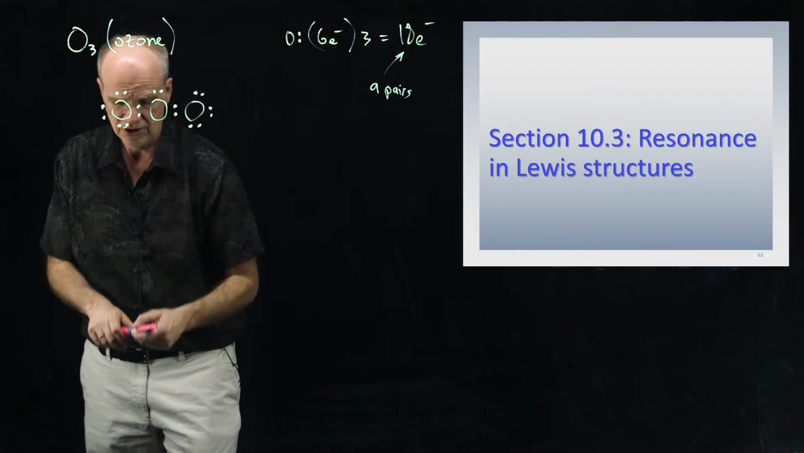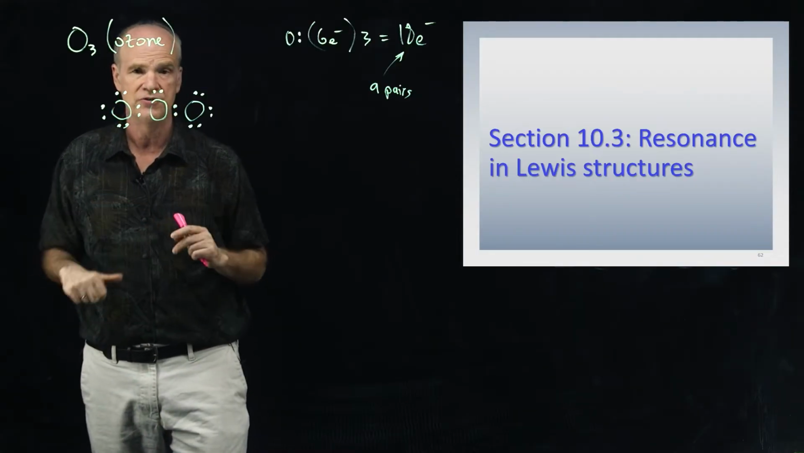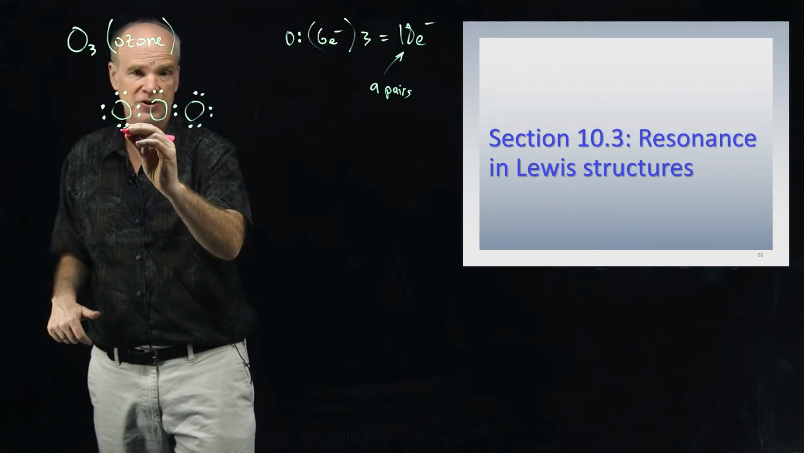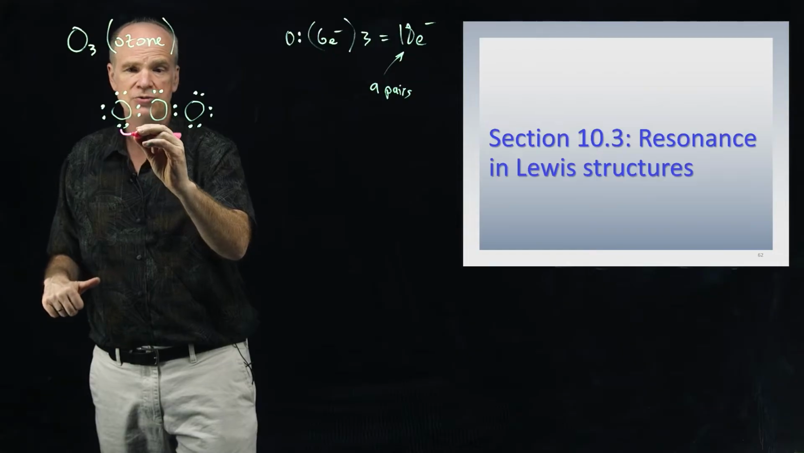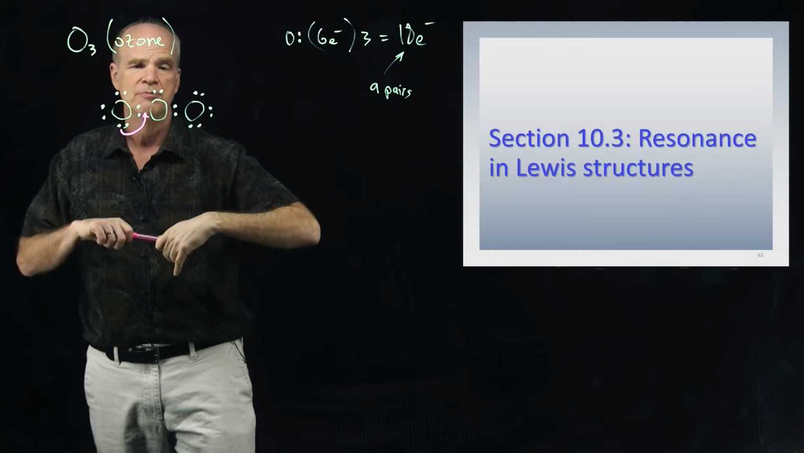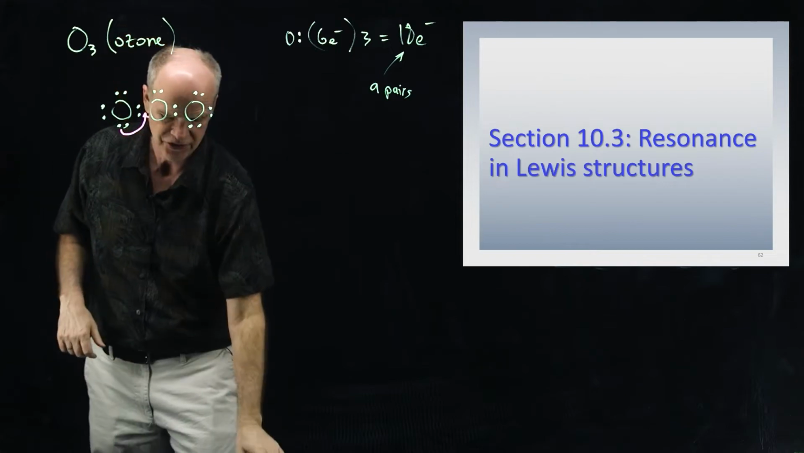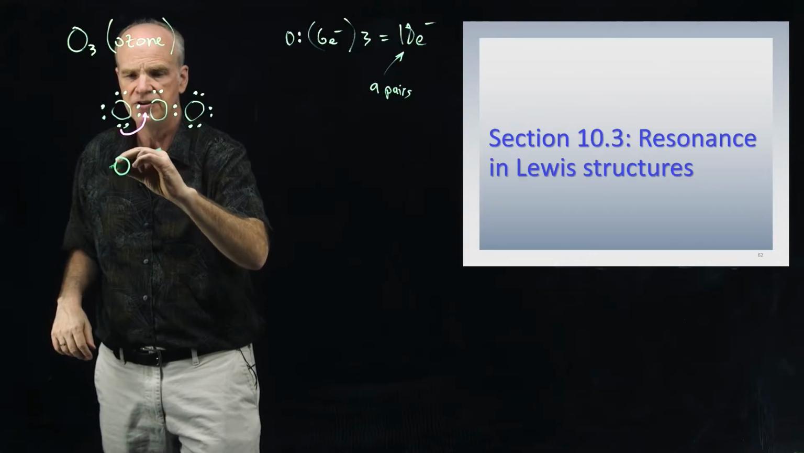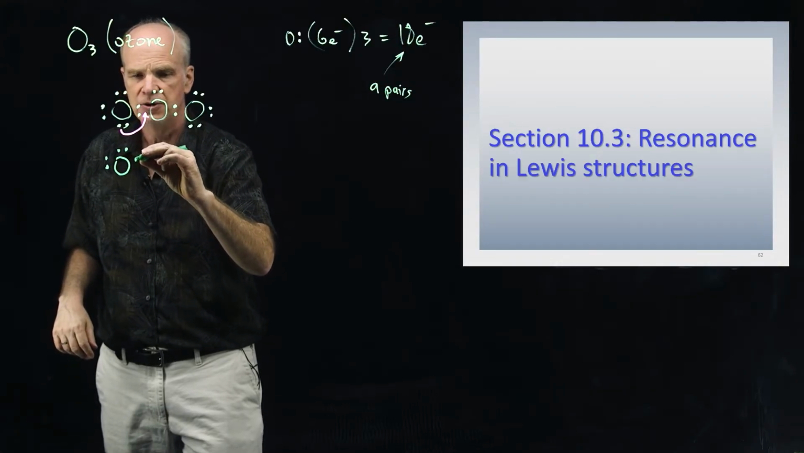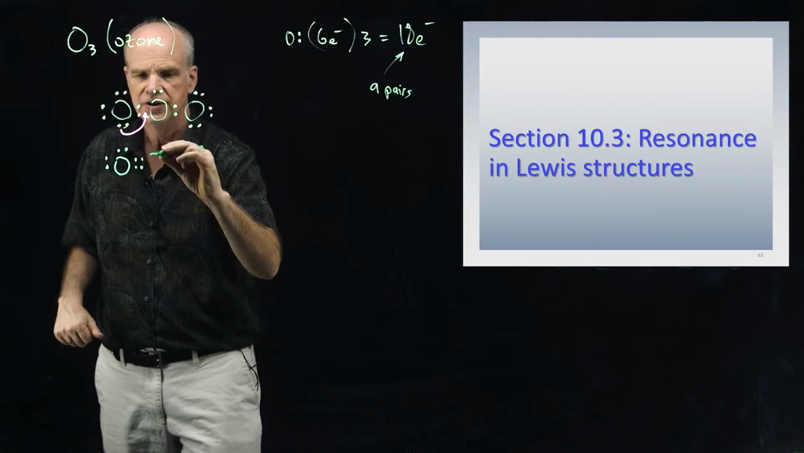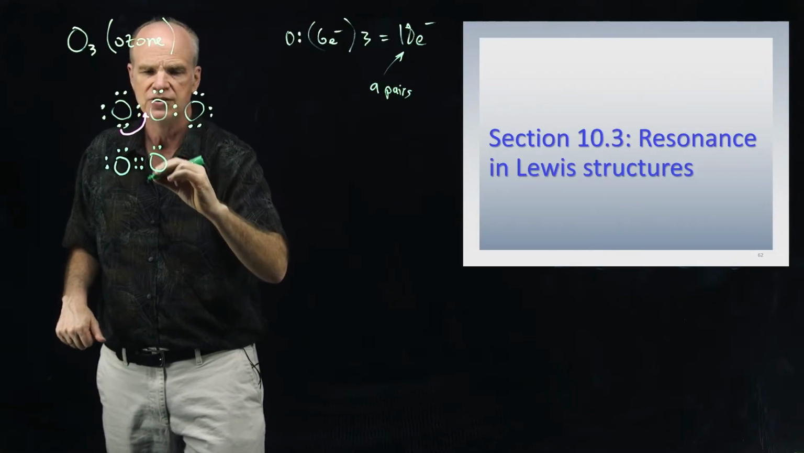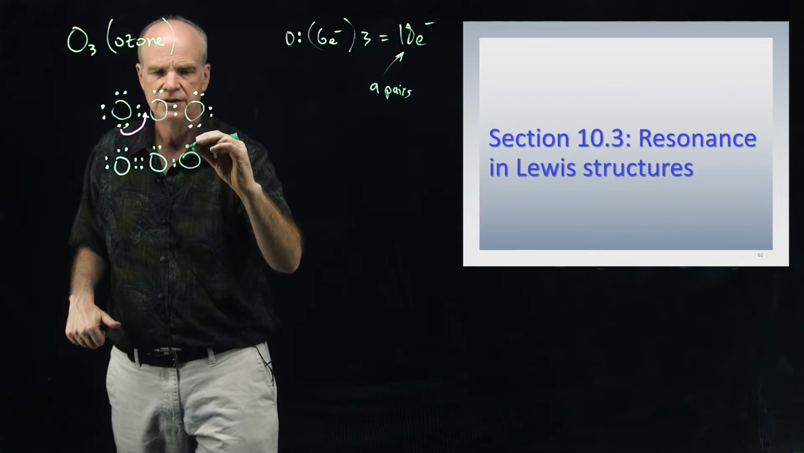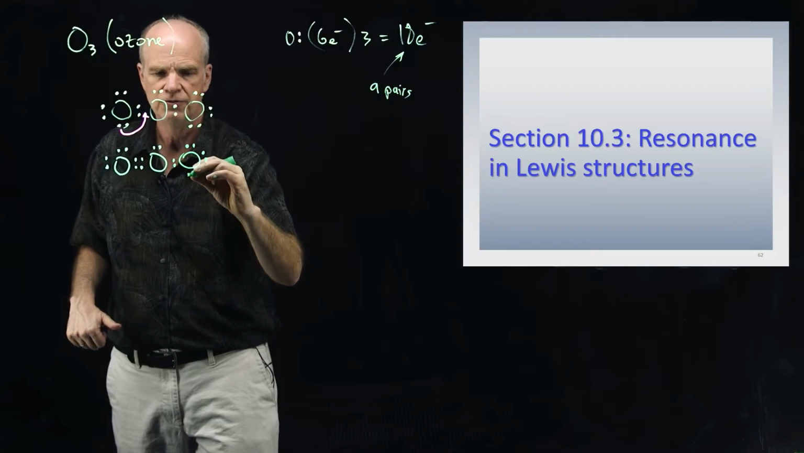To make sure that the middle oxygen atom has an octet, you can move this lone pair, for example, on the left oxygen, and move it into the bond between the left oxygen and the middle oxygen. So let's go ahead and do that and see what we have. And now we have 2 pairs of electrons between the left oxygen and this middle oxygen. And we'll finish the structure like that.